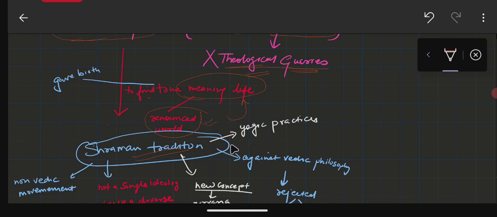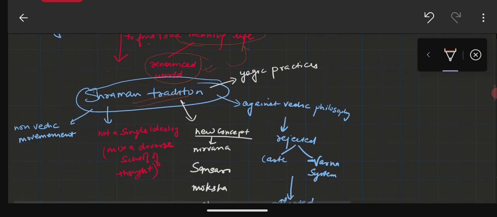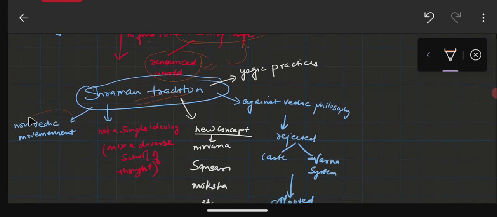Now let's talk about Shraman tradition. Shraman traditions are non-Vedic movements. Why non-Vedic movements? Because they don't believe in any sacrificial rituals, and they do not accept the authority of the Vedas. Shraman tradition is not a single ideology. They are a mix of diverse schools of thought.